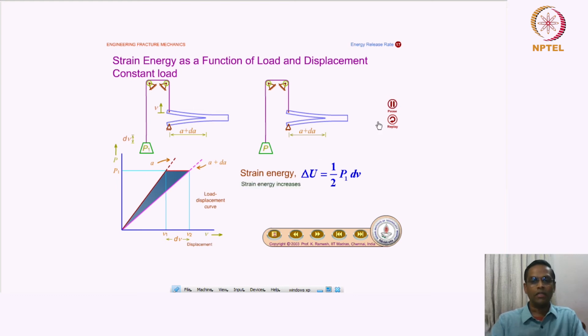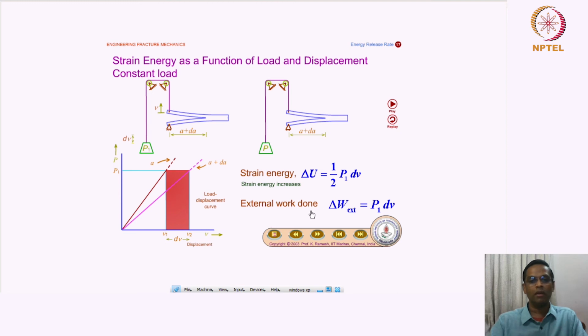And what is the net result? The net result is that the strain energy of the system increases. So as the crack length grows in this cantilever beam experiment, the strain energy increases.